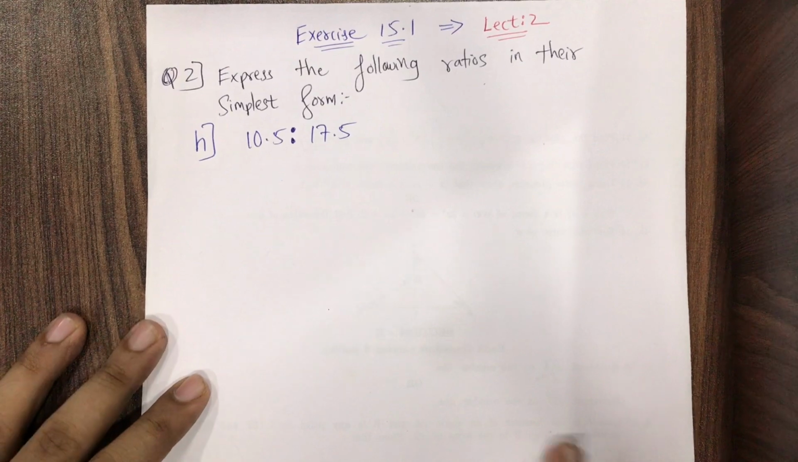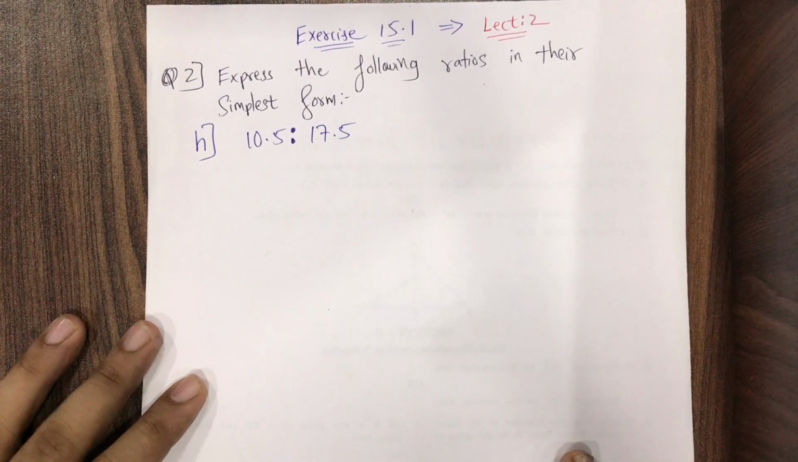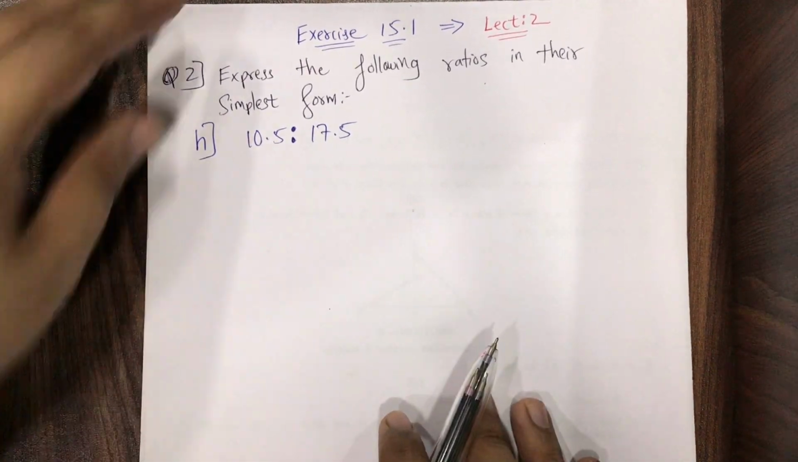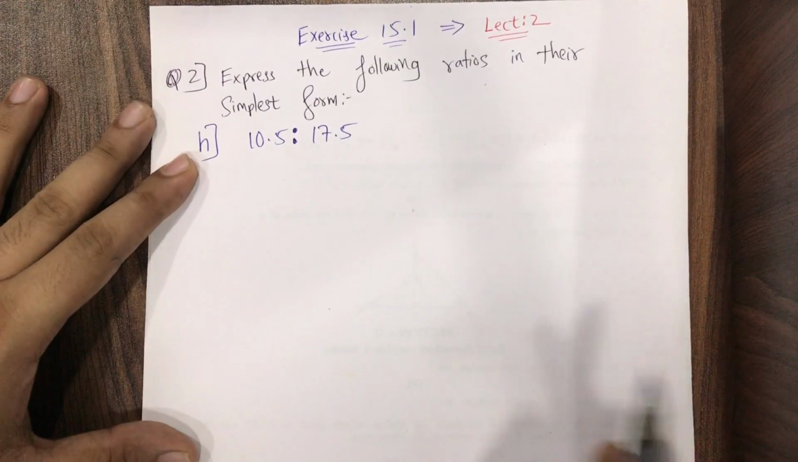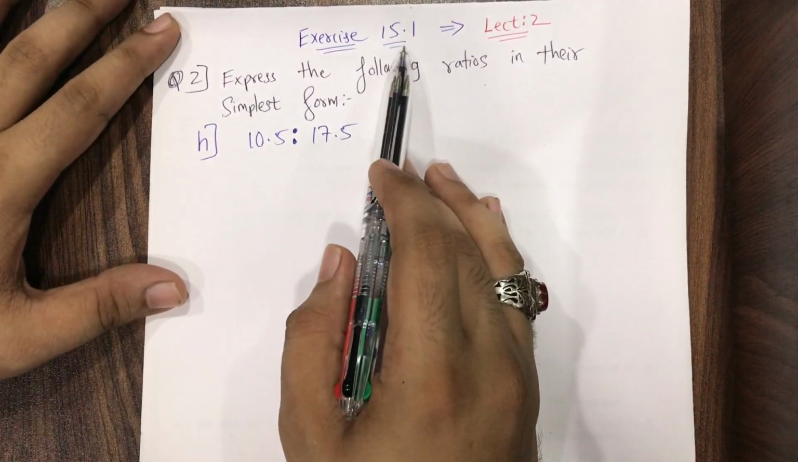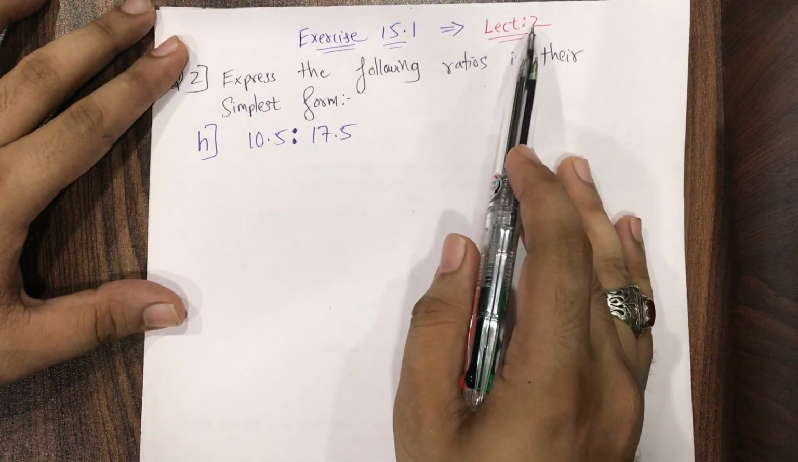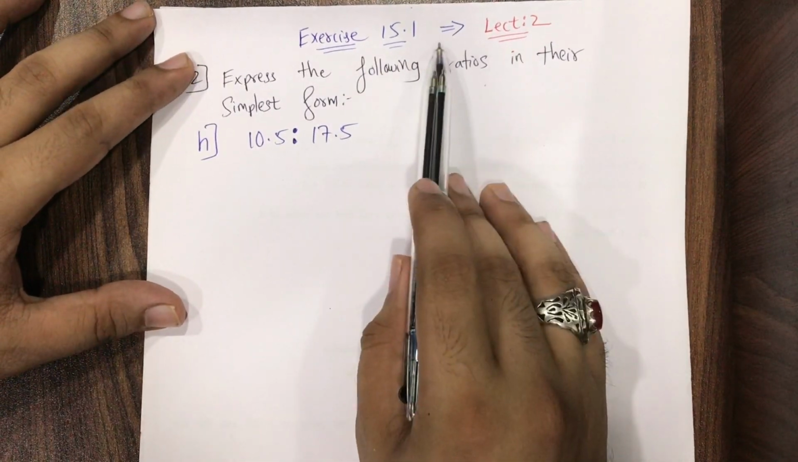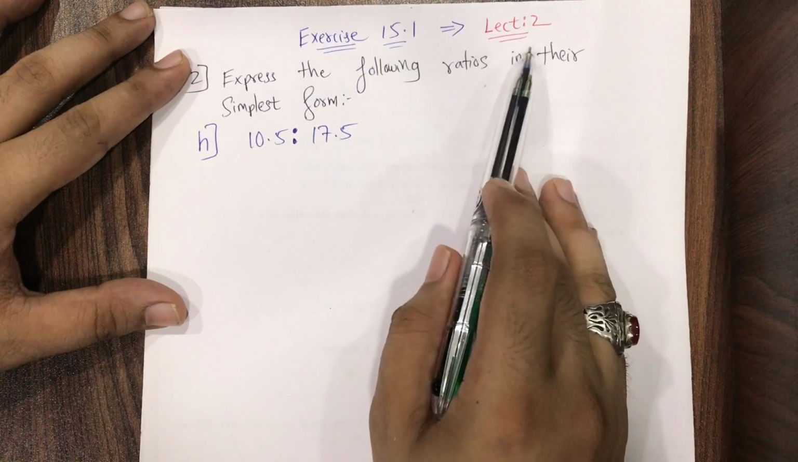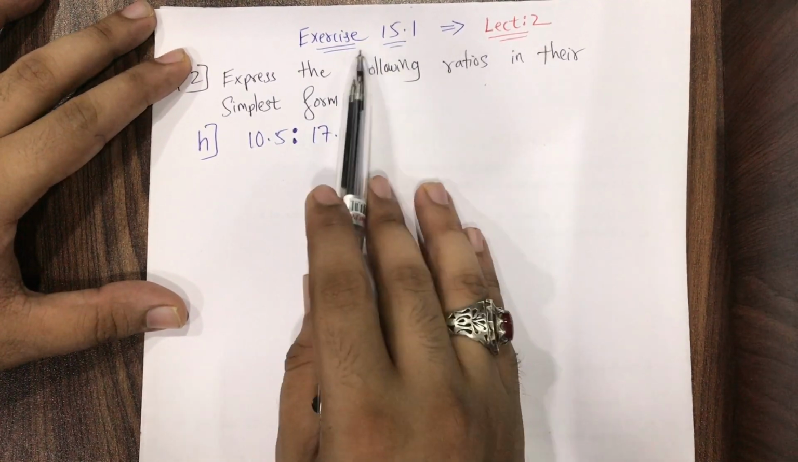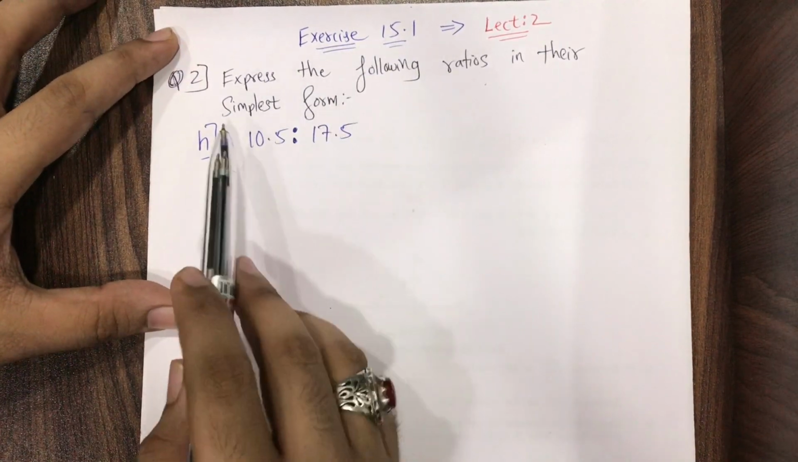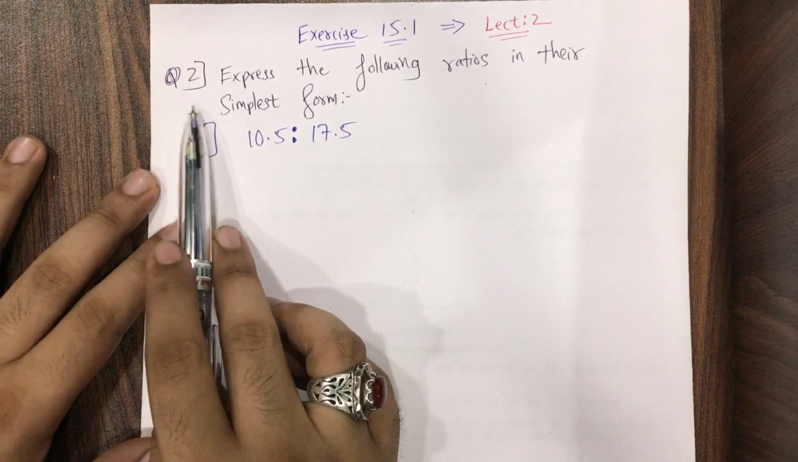In the previous lecture we started with a new chapter number 15, comparing quantities. And in the previous lecture itself we started with exercise 15.1. We completed question number 1 in our previous lecture, which was lecture 1. Okay, now we are on lecture 2, the second lecture on 15th chapter, exercise 15.1 continued, and now today I'll be solving question number 2.